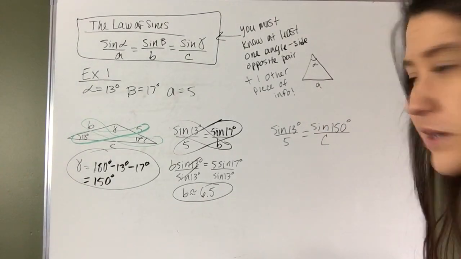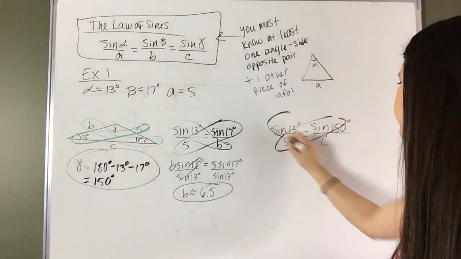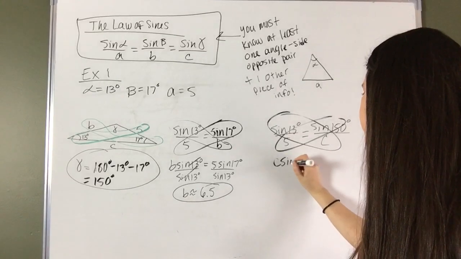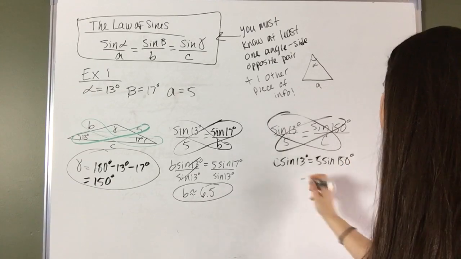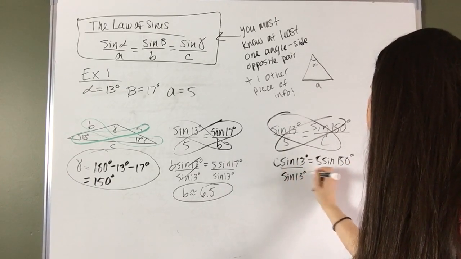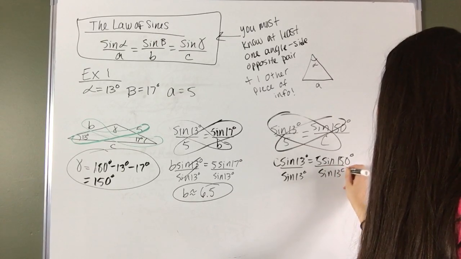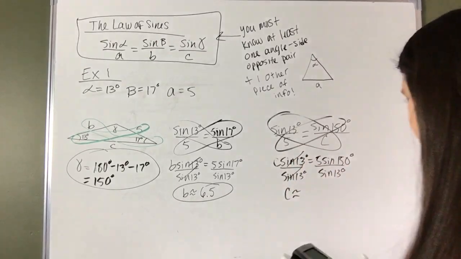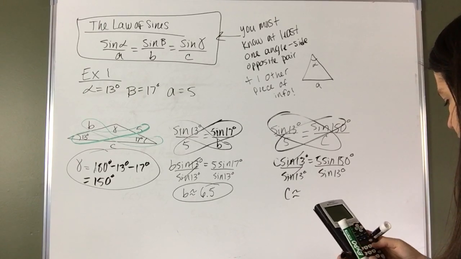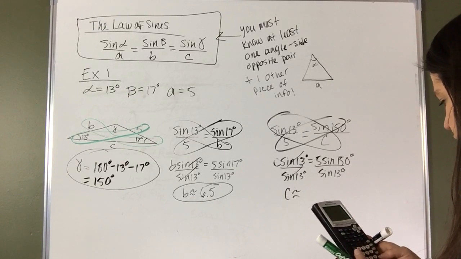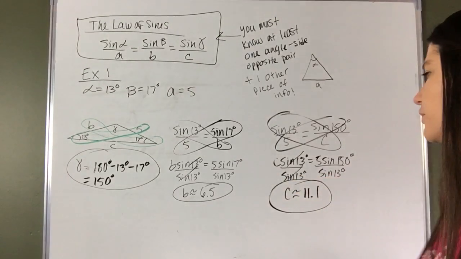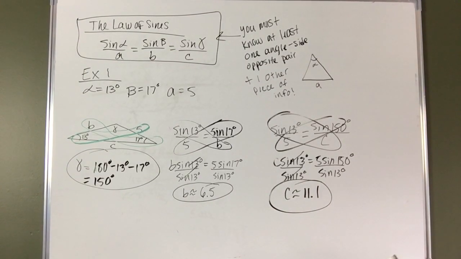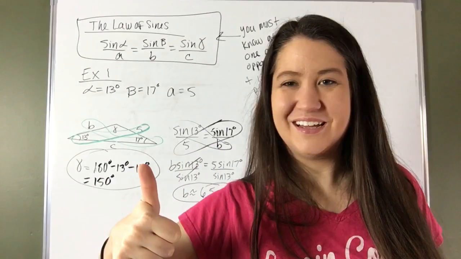So we want to find C. So we're going to go ahead and cross multiply again. So C times the sine of 13 degrees equals 5 times the sine of 150 degrees. Divide by sine of 13 degrees. So we get C is approximately, I got 11.1. And that's it. We have all 6 parts of the triangle solved. All right, so we are happy campers, and I'll see you in the next video.